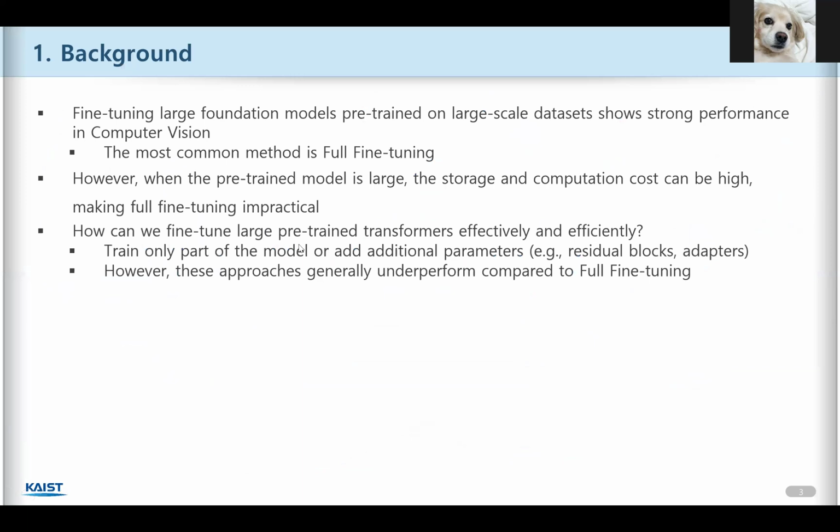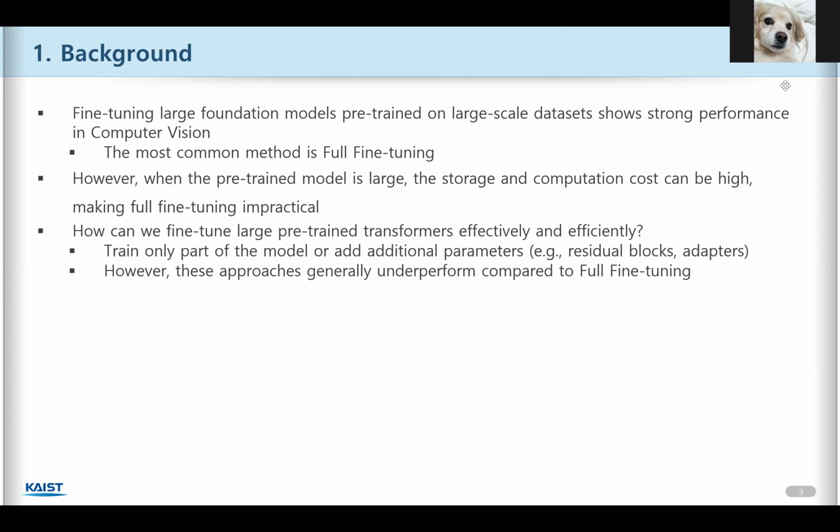In the field of computer vision, it is well known that fine-tuning large foundation models pre-trained on large-scale datasets leads to strong performance. Among the various fine-tuning methods, full fine-tuning is the most representative. However, when the pre-trained model is very large, full fine-tuning becomes costly. Therefore, it is important to consider how we can fine-tune large pre-trained transformers more efficiently and effectively.